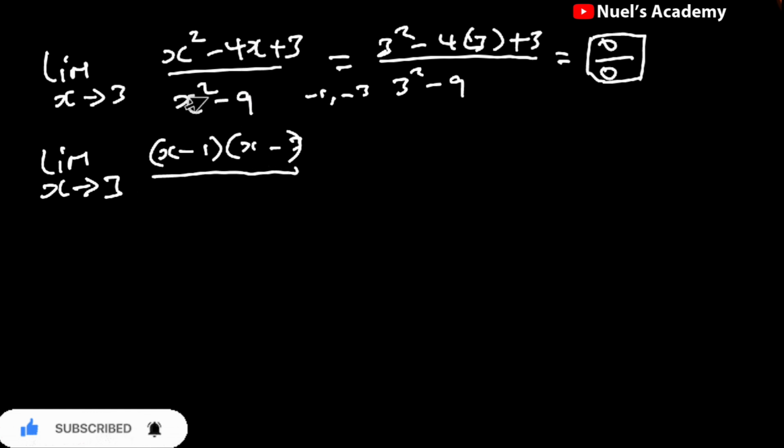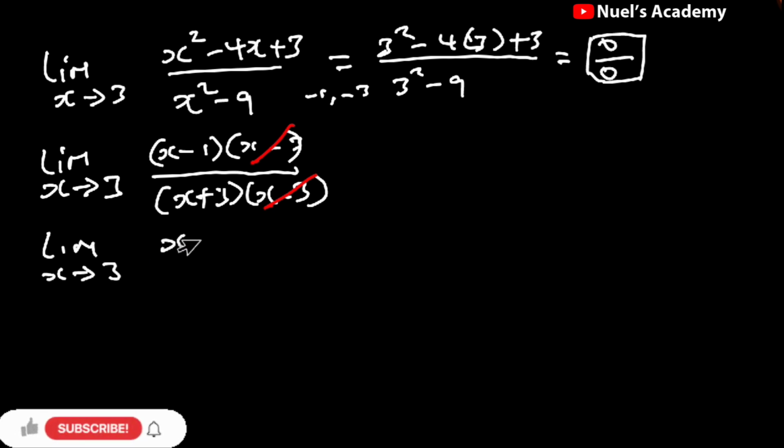Then the denominator is a difference of two squares. x squared minus 9 can be written as x plus 3 and then x minus 3. Alright, so as you can see, this x minus 3 and x minus 3 will cancel. We'll be left with the limit as x approaches 3 of x minus 1 over x plus 3.